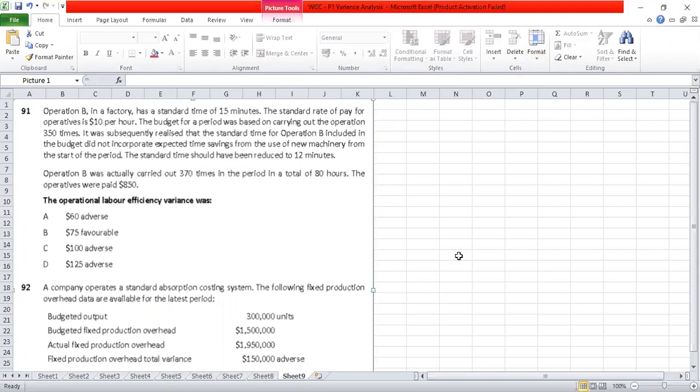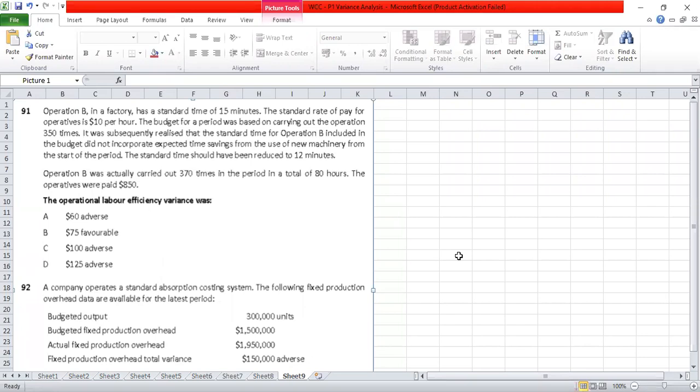Ninety-first question. Operational labor efficiency variance. Operation B in a factory has a standard time of 15 minutes. The standard rate of pay for operatives is $10 per hour. The budget for a period was based on carrying out the operation 350 times.